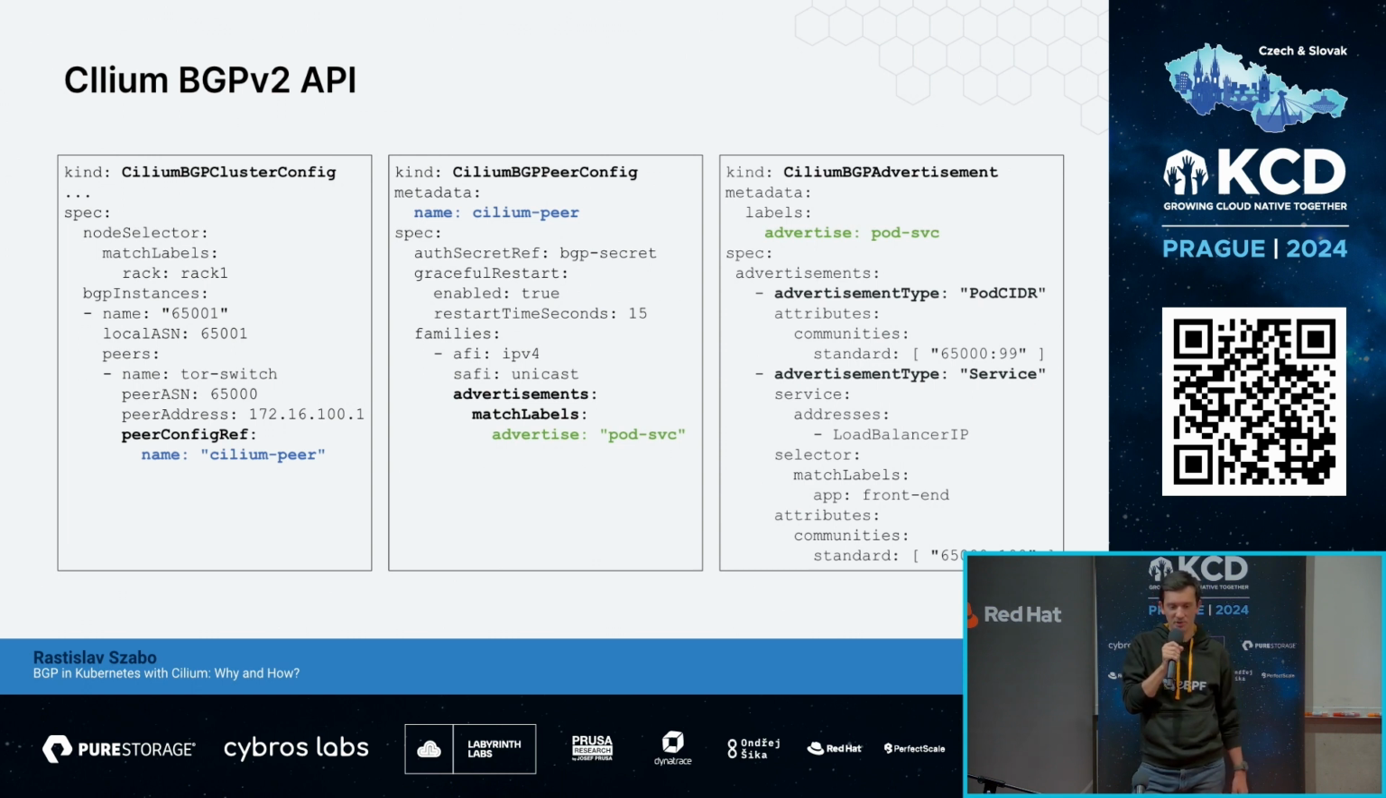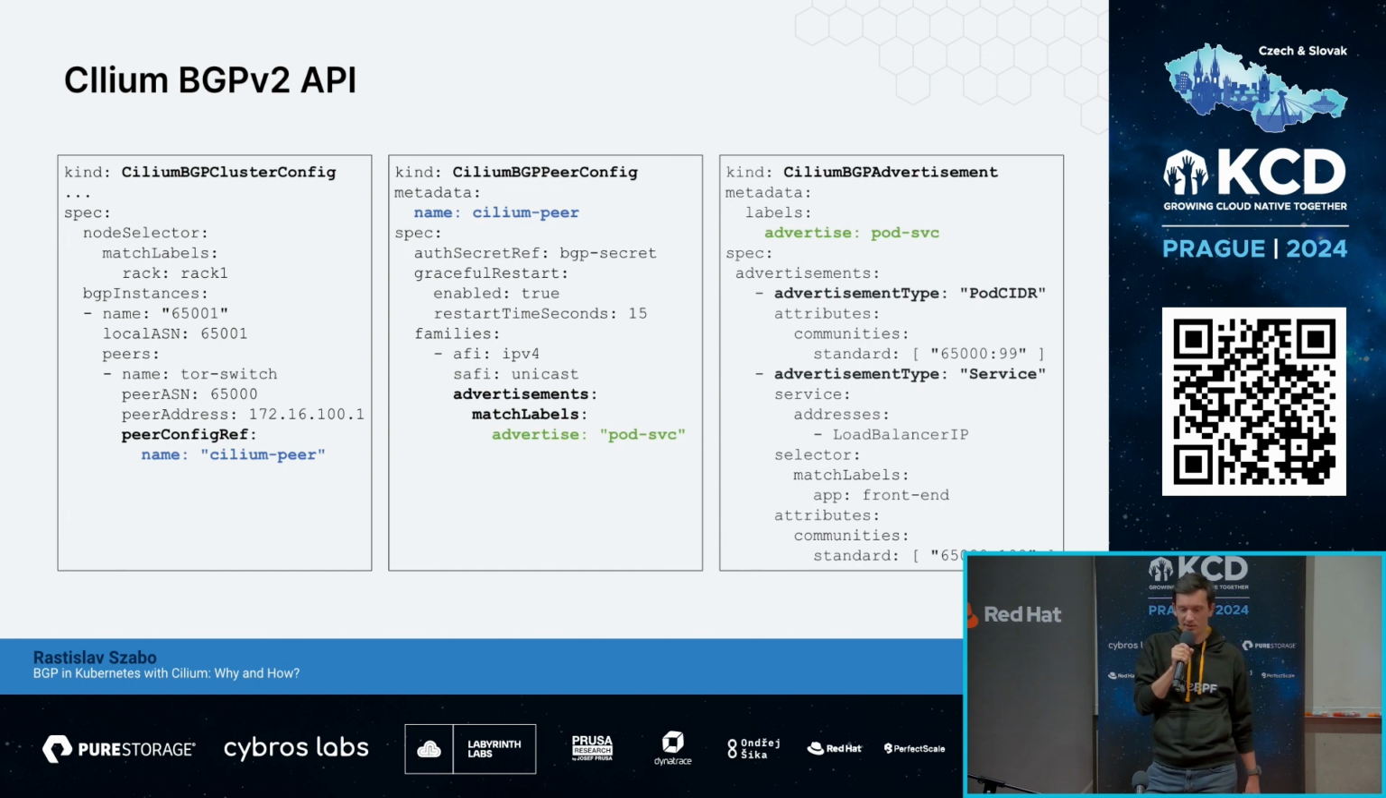One is called Cilium BGP cluster config, which is like a definition of BGP cluster, BGP instance, ASN number, and the list of peers. And from the peer configuration, you reference another CRD, which is Cilium BGP peering config. That is peering configuration that can be much more complex than what you see here on the slide. But the main reason for this separate CRD is that you can reuse the same peer config for multiple peers.